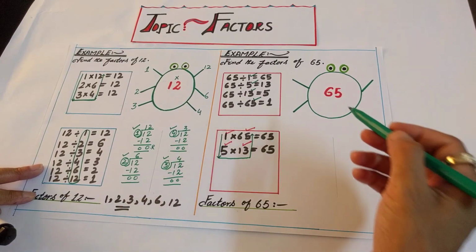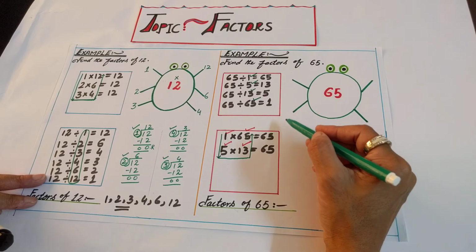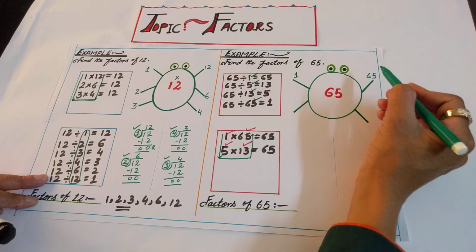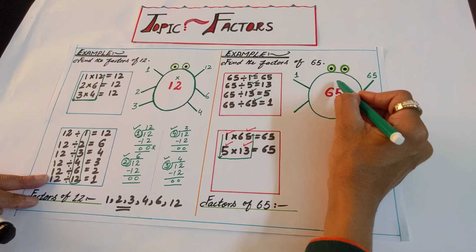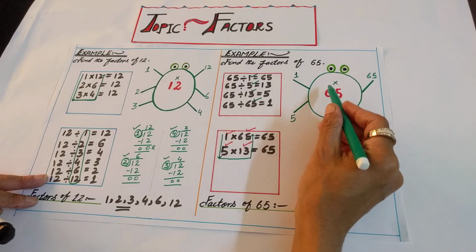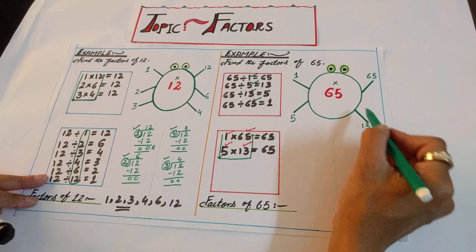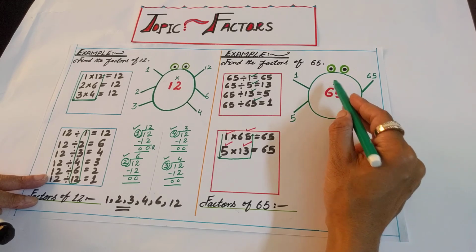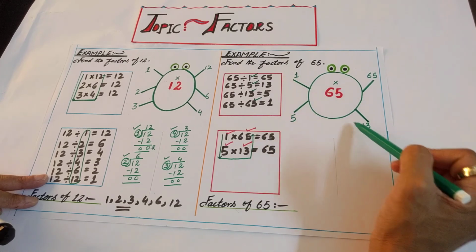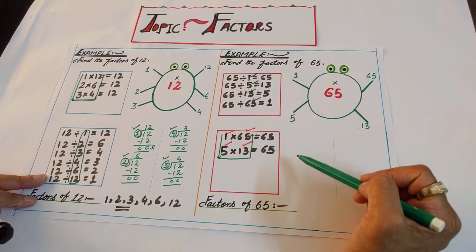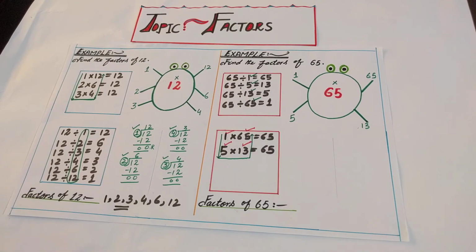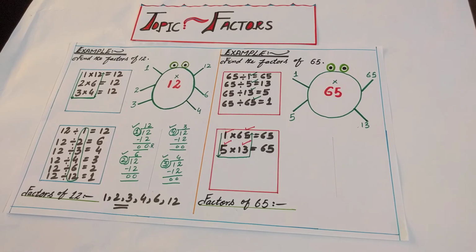Now let's take it by this one. 1 65s are 65 or 65 ones are 65. 5 13s are 65 or 13 5s are 65. Very clearly you can see 1, 2, 3 and 4 factors of 65. Clear? So how many factors of 65 are here? There are 4 factors of 65.